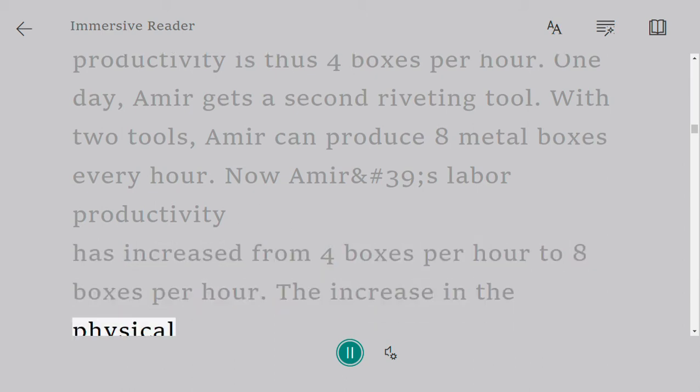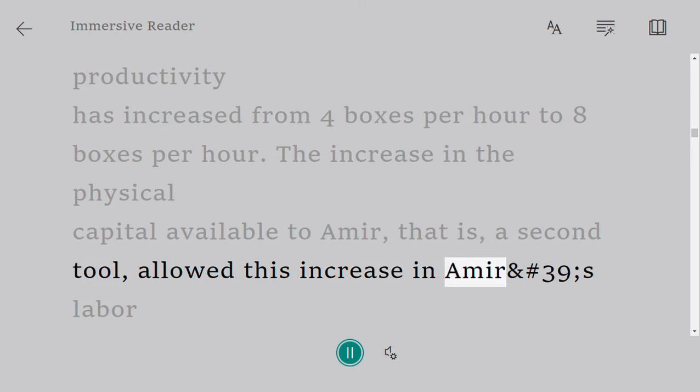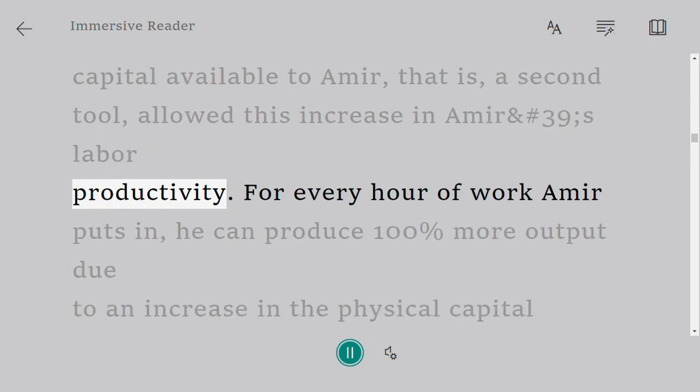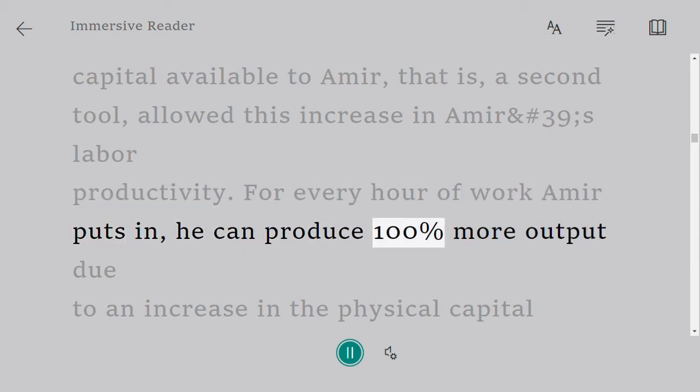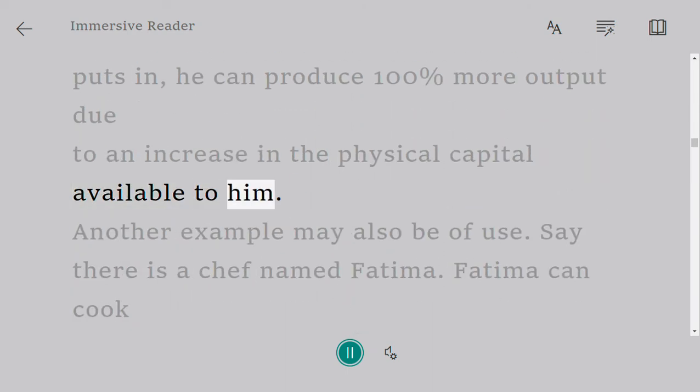The increase in the physical capital available to Amir, that is, a second tool, allowed this increase in Amir's labor productivity. For every hour of work Amir puts in, he can produce 100% more output due to an increase in the physical capital available to him.